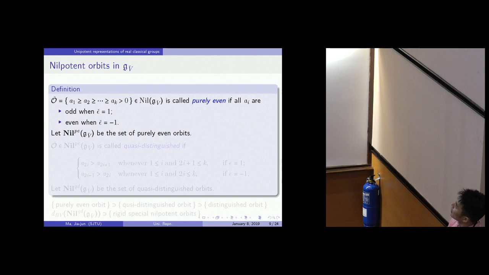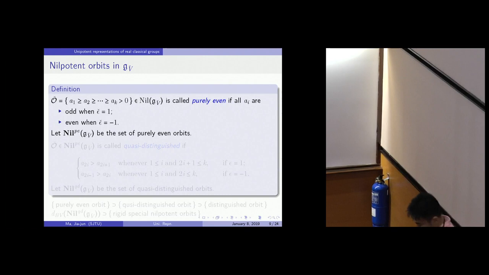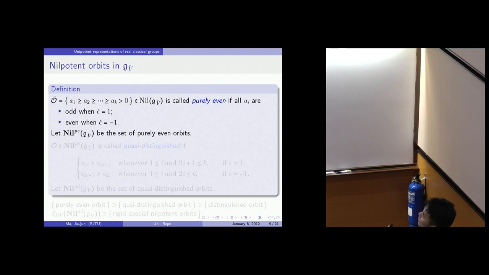And we would like to consider a special type of unipotent orbit. We consider this type because it is perfectly well handled by theta correspondence. So let's assume that this unipotent orbit in the dual algebra, we call it purely even if all a_i are odd when the dual group epsilon-check is equal to 1. It means that this dual group is an orthogonal group. Notice that for an orthogonal group, a partition or Young diagram represents a unipotent orbit if all even rows occur an even number of times. But we assume that only odd rows occur, so there's nothing to do with even rows.